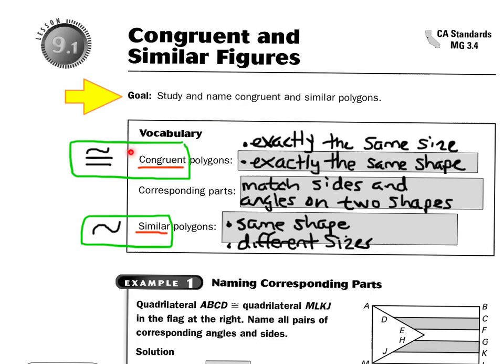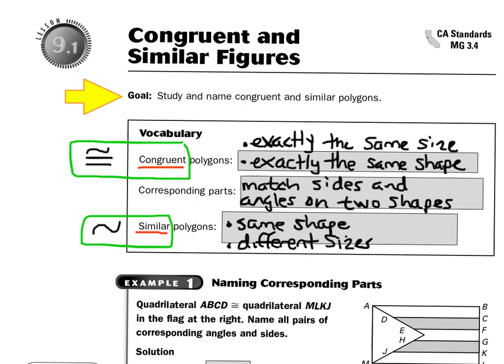The word congruent, okay? Congruent, the symbol looks like an equal sign with a wave over it. Congruent polygons means that they're exactly the same size and exactly the same shape. So there are two, for example, rectangles that are exactly the same size, exactly the same shape.